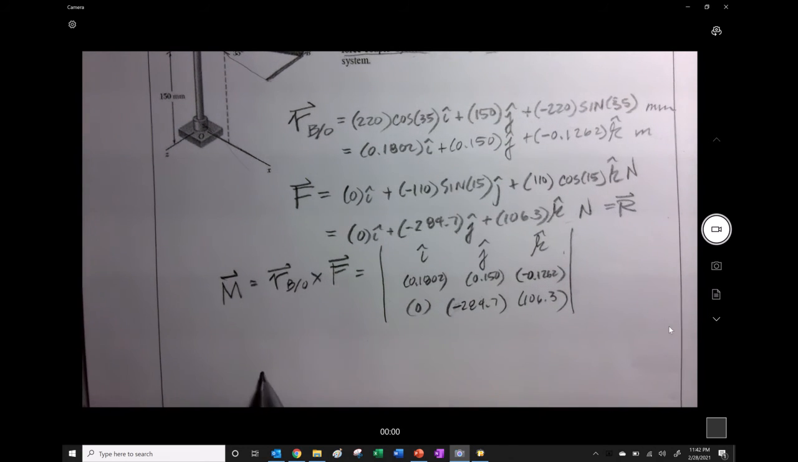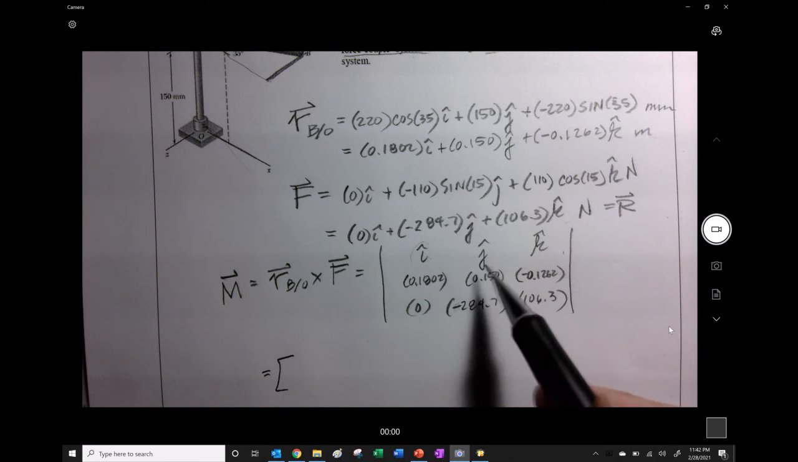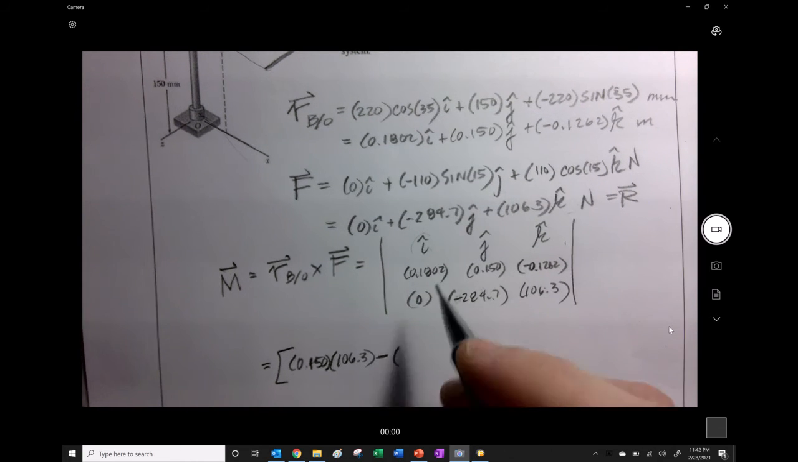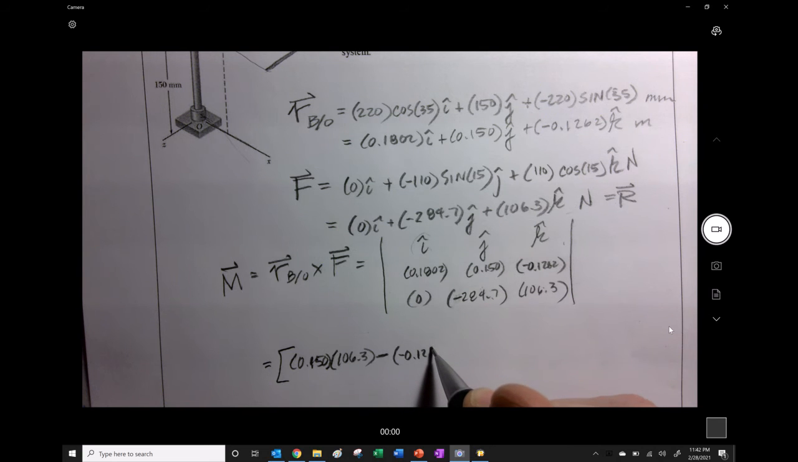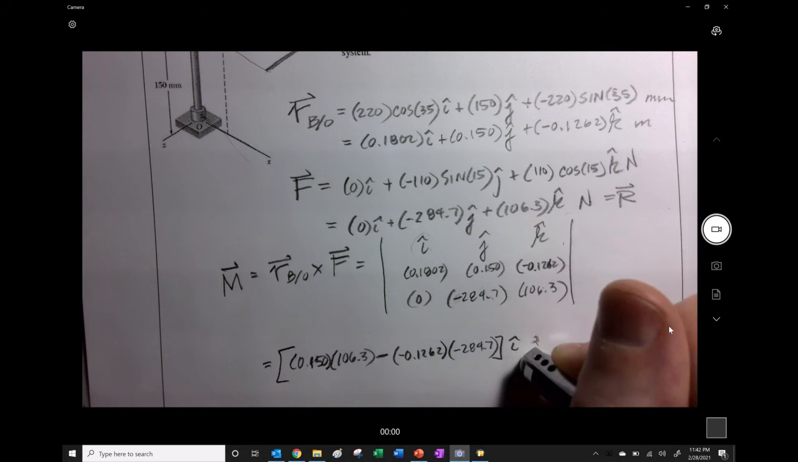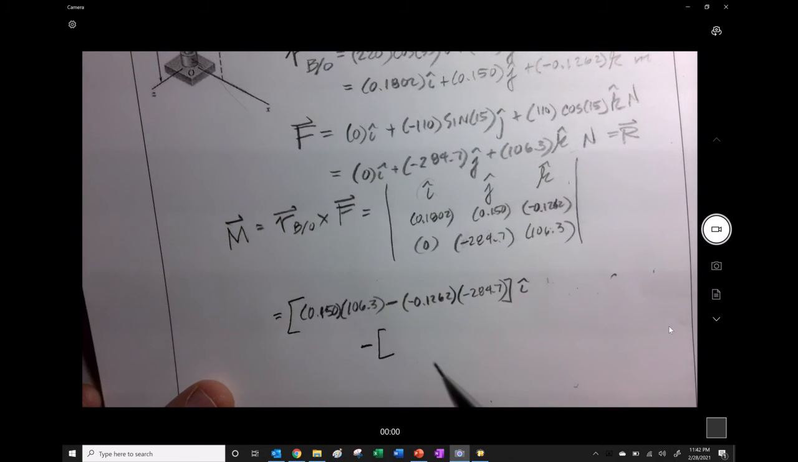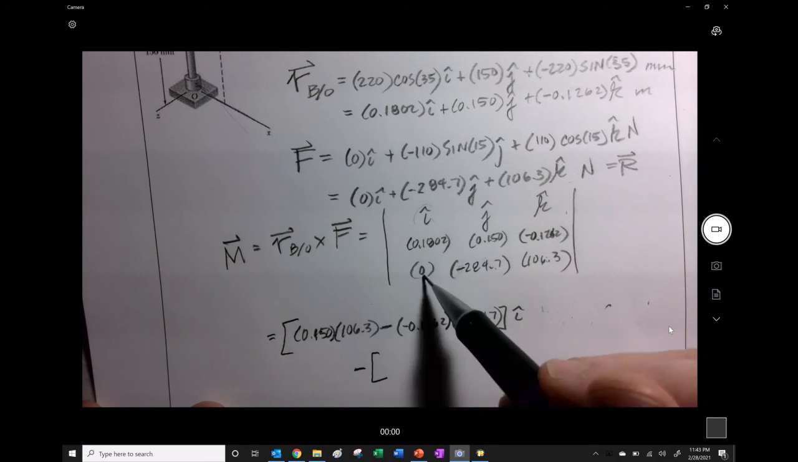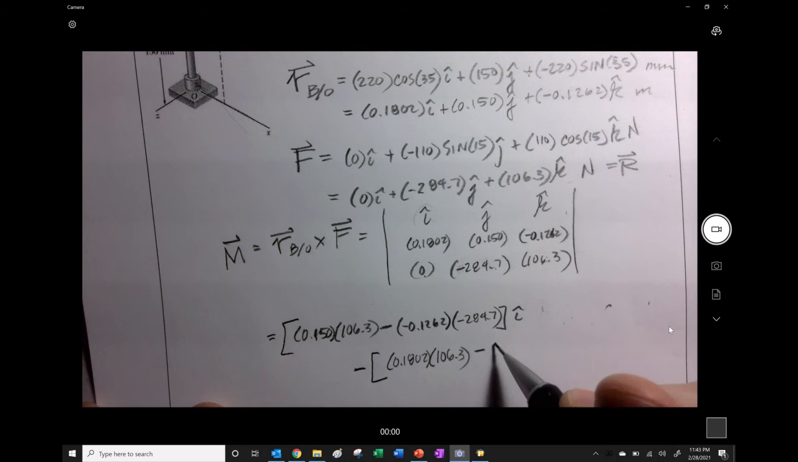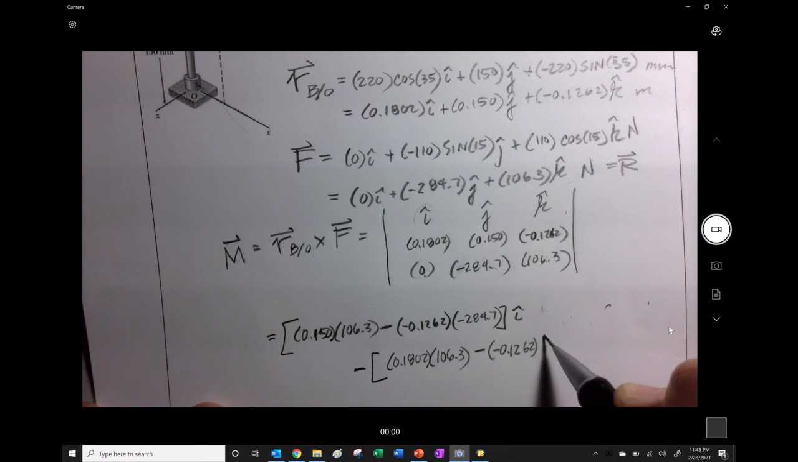So let's do this. We start out with I, crossing that and that: 0.1150 times 106.3 minus 0.262, that's supposed to be a 6, 0.1262 times negative 284.7. And that's I. Now we're going to go, and I always forget this one, we have to go minus on this second one. Then cross that with that, and that with that: 0.1802 times 106.3 minus negative 0.1262 times 0.